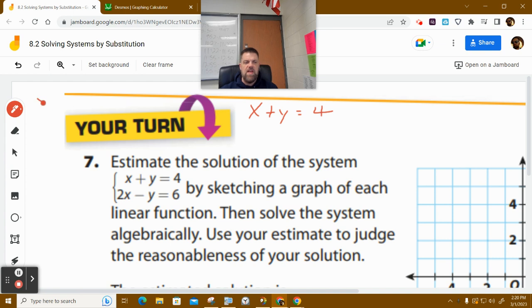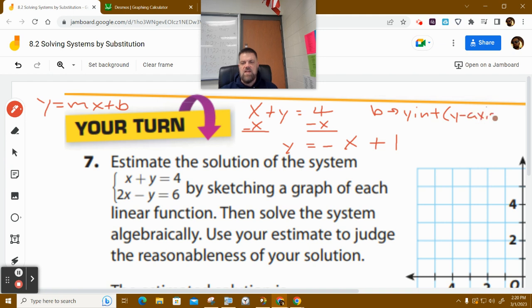Now, if I write this like y equals mx plus b, that really helps me graph it. So what I'm going to do is subtract x from both sides, and I get y is equal to negative x plus 4. Now, what I need to know is my y-intercept. The b term is my y-intercept, and that's where it crosses the y-axis, and that number is positive 4.